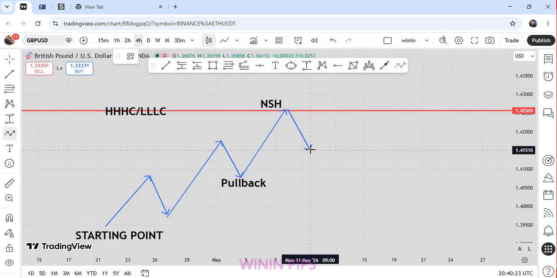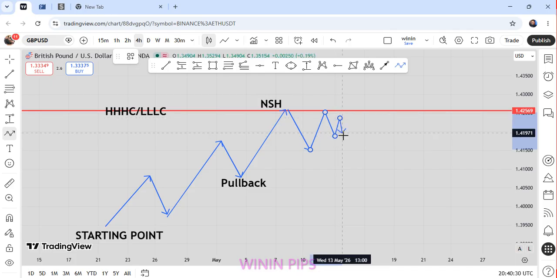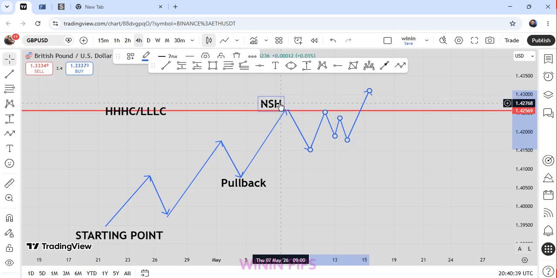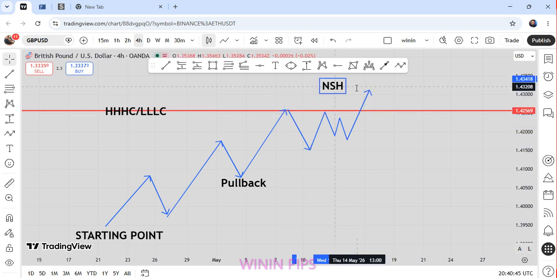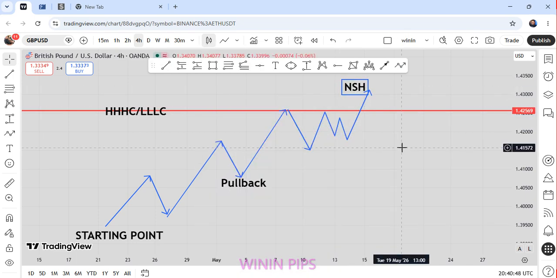So if the market moves from here to this point and it's not able to break, it comes here. At times it can move around still to there. This is called internal structure before it will break it. So when it breaks it this way, since it has broken this with higher high, higher close, this will be our new structure high.